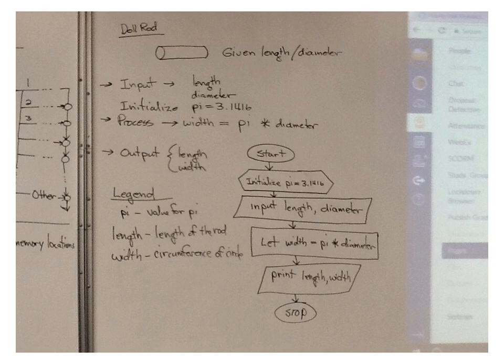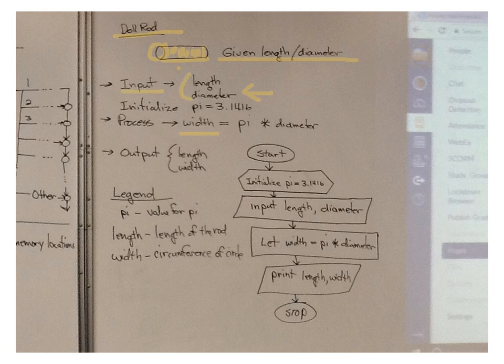We have the dowel rod problem. Given the length and the diameter, we need to figure out how much material it is going to take to cover the dowel rod. So basically we need to find the circumference, which then eventually will be the width, and we already have the length, but we need the diameter in order to calculate the circumference, which would give us the width.